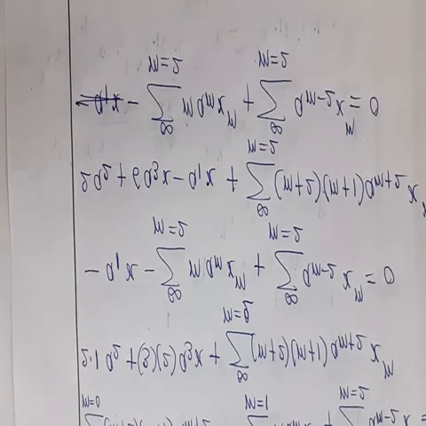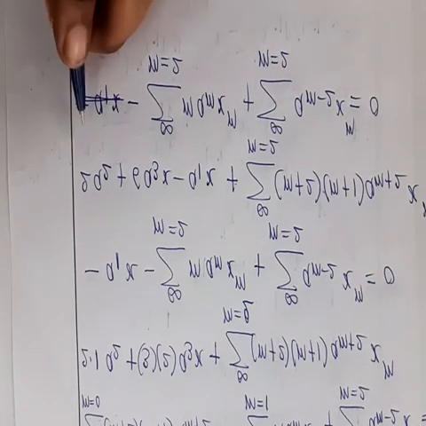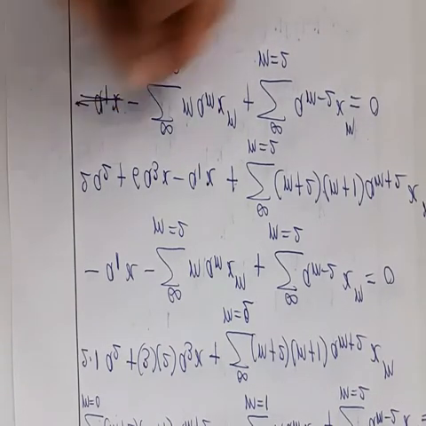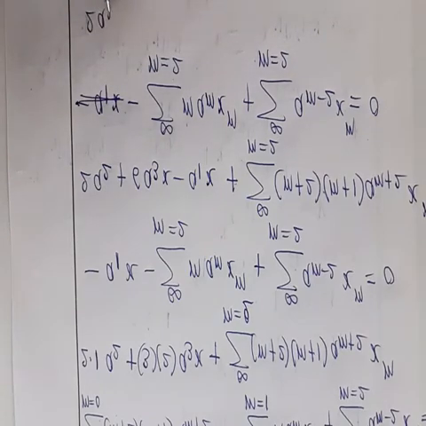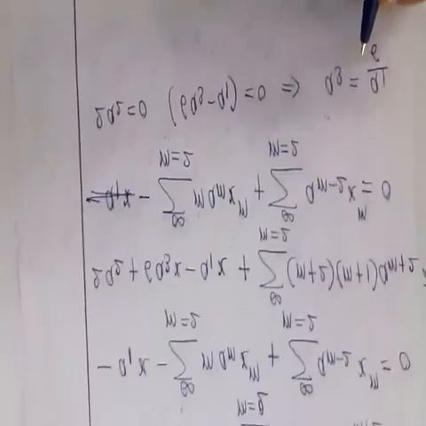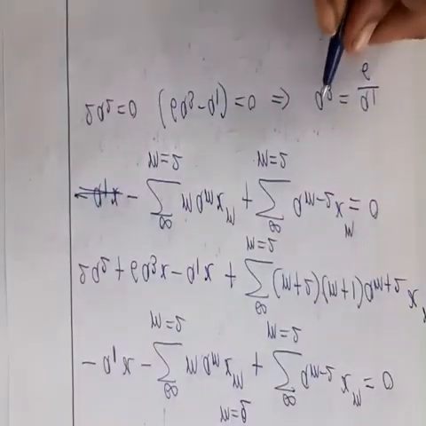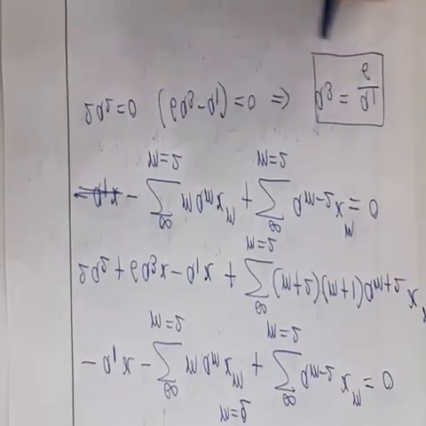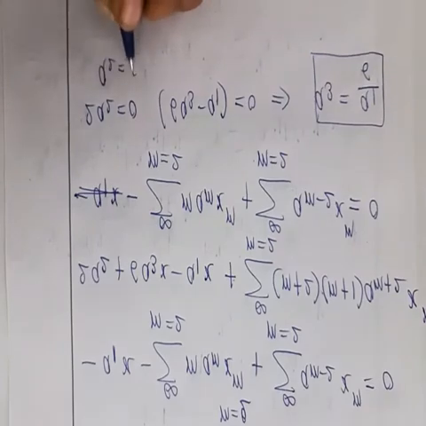Now taking the coefficient of each power of x, we equate the coefficients to 0. So 2a2 is equal to 0. Then 6a3 minus a1 is equal to 0, which means a3 is equal to a1 divided by 6, and a2 is equal to 0.